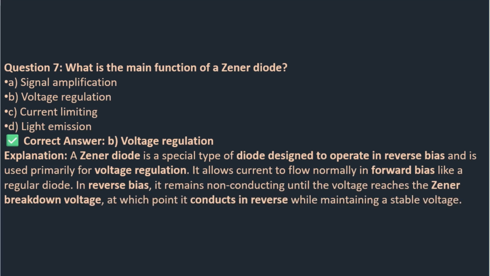Question 7. What is the main function of a Zener diode? Option A, signal amplification. Option B, voltage regulation. Option C, current limiting. Option D, light emission. Correct answer, B, voltage regulation. Explanation: a Zener diode is a special type of diode designed to operate in reverse bias and is used primarily for voltage regulation.